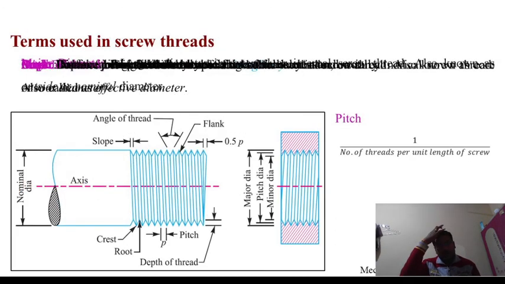So what are the terms used in screw threads? The main purpose of screw threads is fastening. These are the main components: angle of thread, flank, slope, nominal diameter, axis, crest, root, depth of thread, pitch, major diameter, pitch diameter, and minor diameter. These are all the main components of the screw threads.